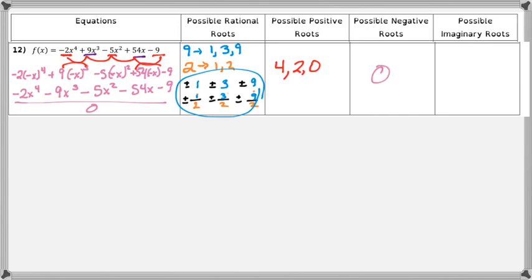And then I look at my highest exponent. In this case, it's a 4. So that means I start with 4 because it is even. Go down.